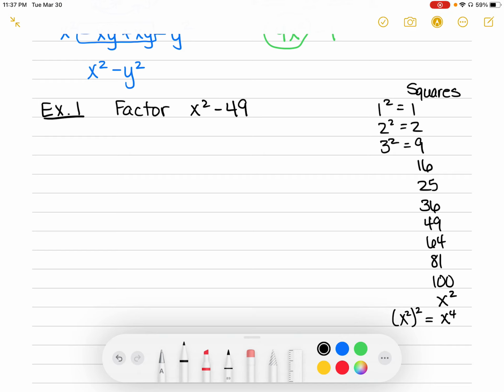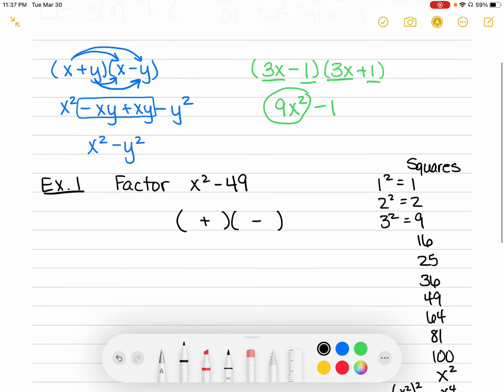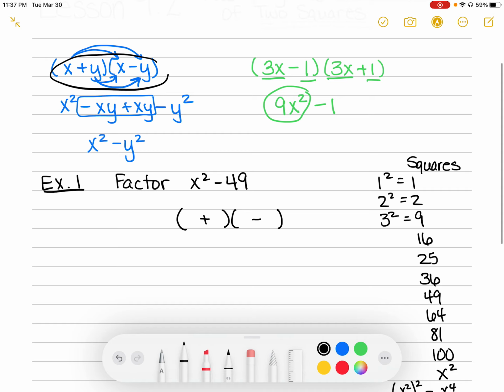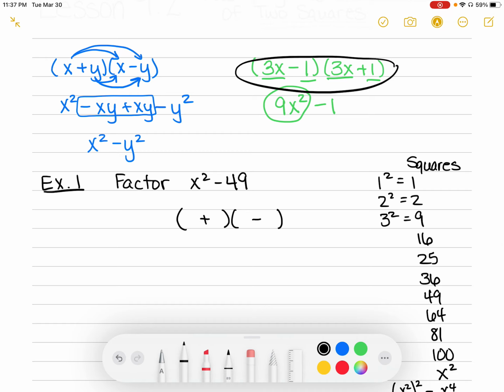Okay, so on this one, these are both squares. So to factor this, I'm going to make my two parentheses. One's going to be a plus and one's going to be a minus. Just like up here, one was always a plus and one was a minus. See, on both of these. And then I'm going to split up my first number.